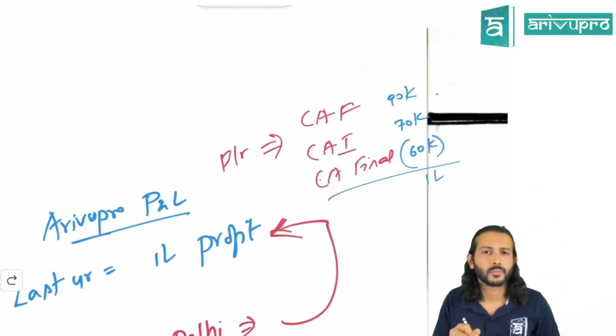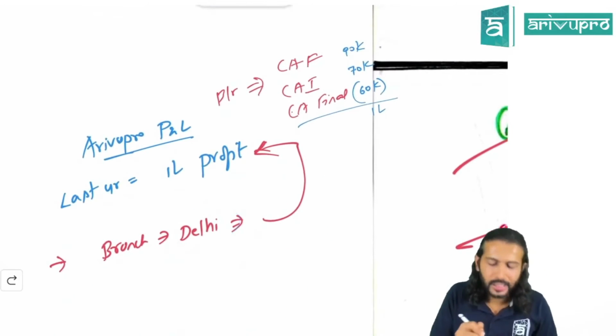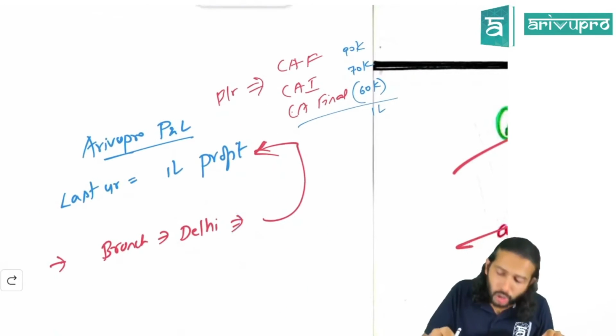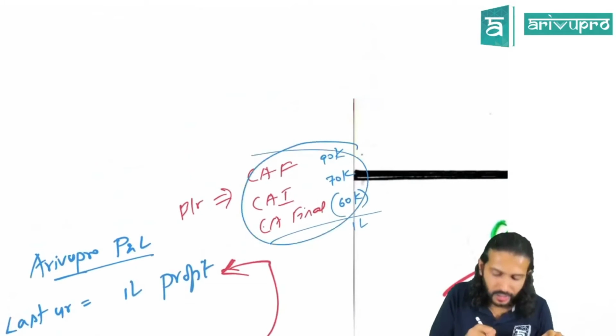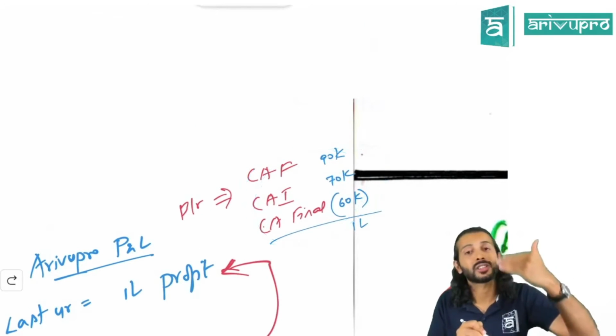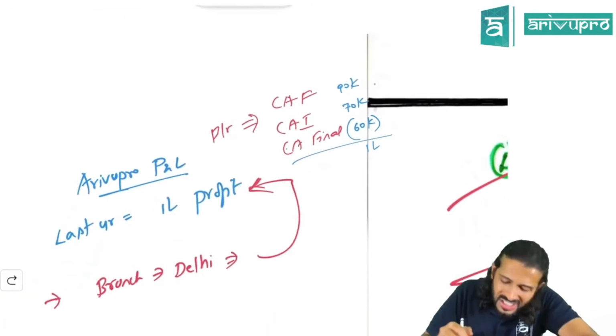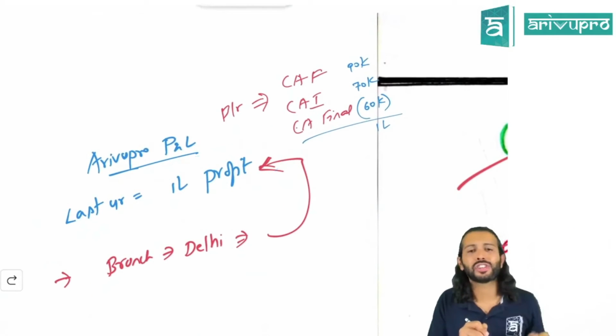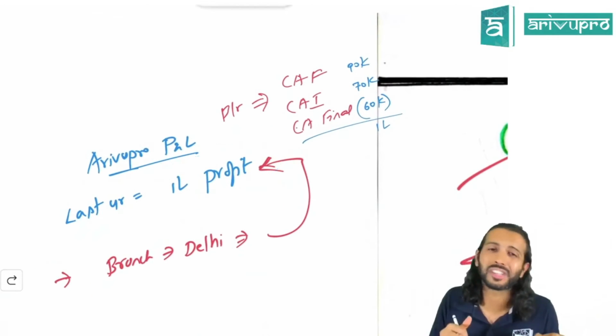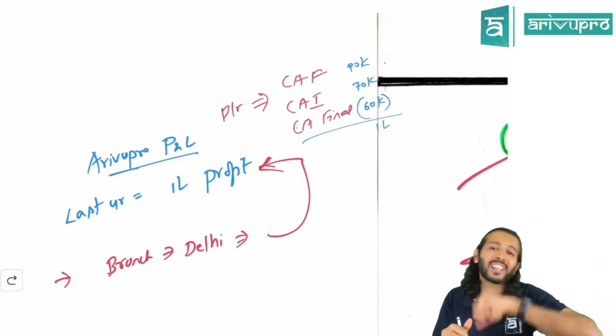1 lakh profit. Now, if I have to open a branch in Delhi, again I need to take a decision. Should I give the coaching for all the three or just one, et cetera? Correct? So, just by looking at the P&L and balance sheet, you can't take all the managerial decisions. You require some other data also.